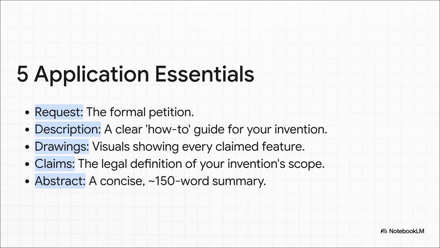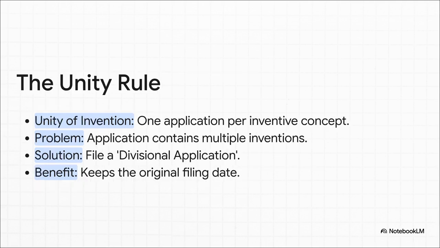One more time. Request, description, drawings, claims, abstract. Got it? Perfect. Next up, the unity rule. Remember this simple flow? The rule is one core concept per application. The problem? You have too many inventions. The solution? File a divisional application. And the key benefit you absolutely have to remember? You keep that original filing date.